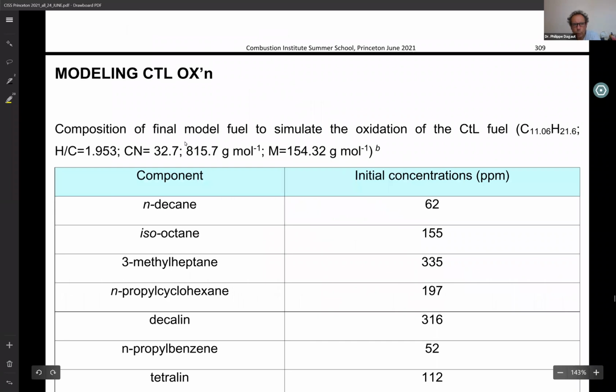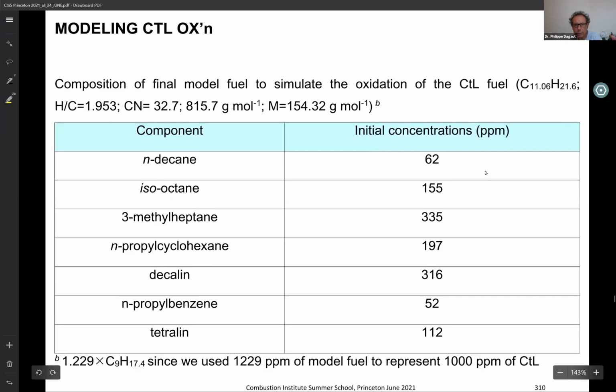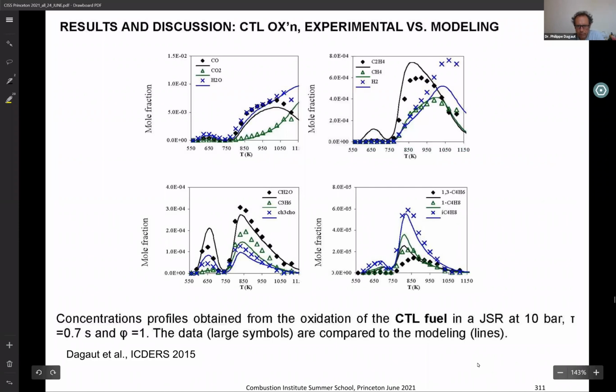And here we consider the coal to liquid, and then we use this more complex fuel mixture composed of normal decane, isooctane, 3-methylheptane, normal propylhexane, decalin, propylbenzene, and tetralin, with these initial concentrations in order to match the composition of the fuel in terms of chemical classes. So here we are presenting results for the oxidation of CTL fuel at 10 atmospheres in stoichiometric conditions.